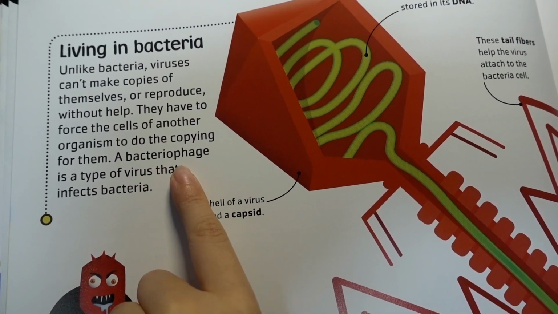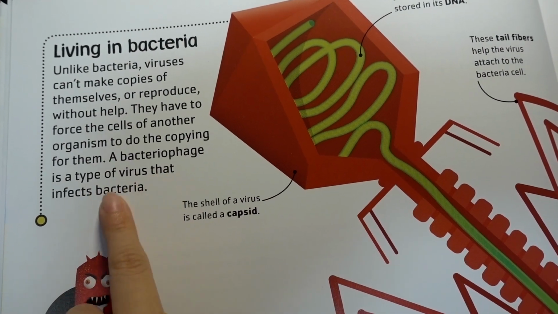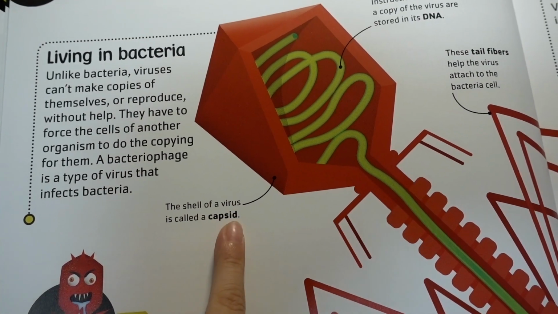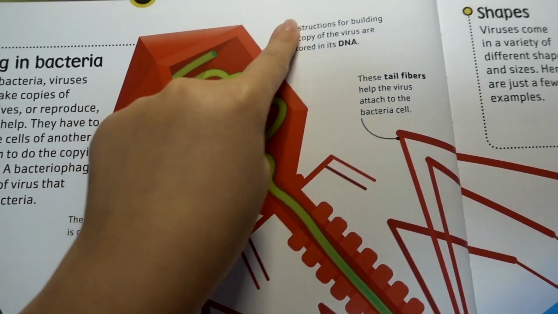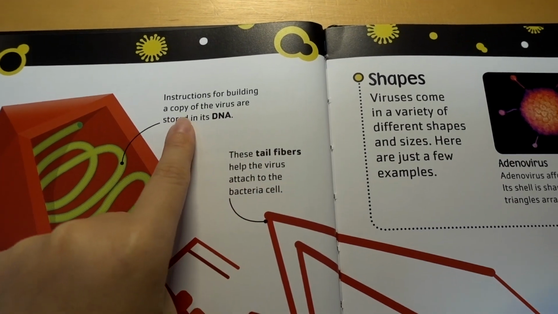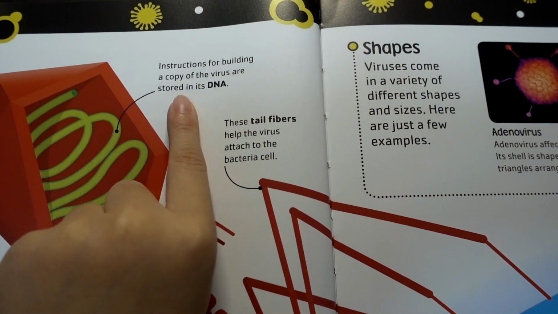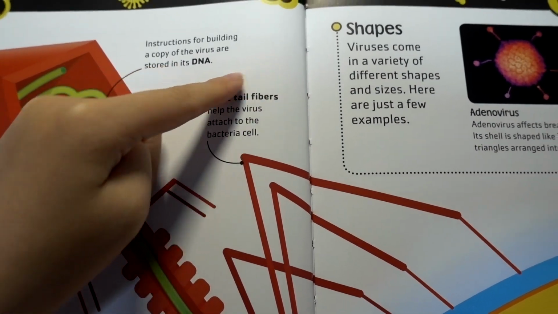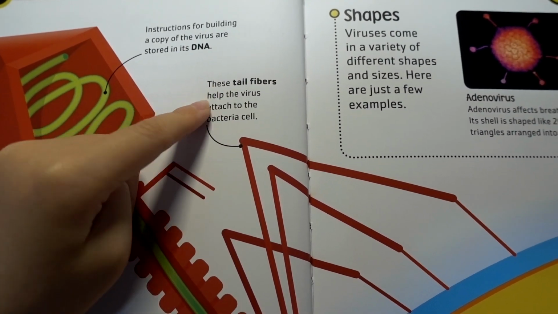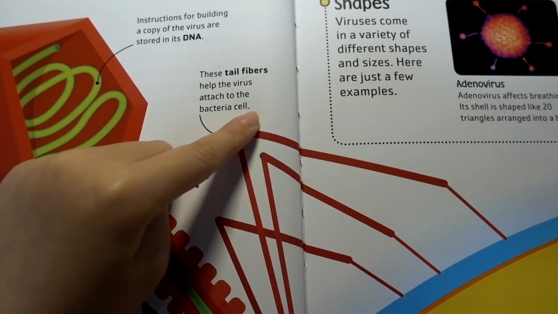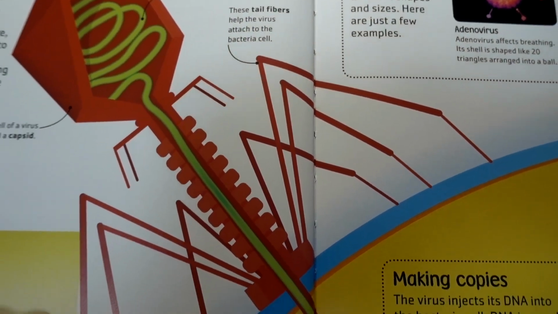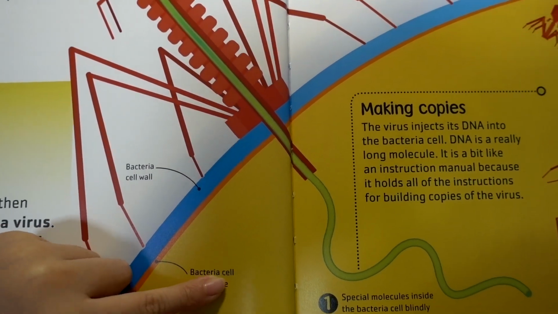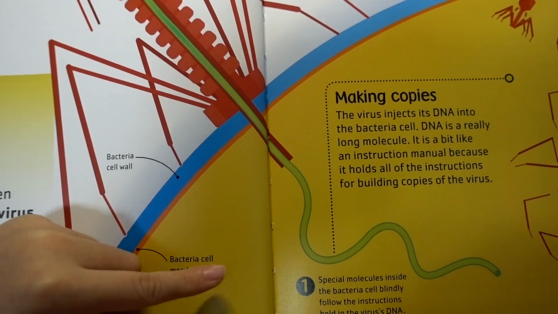A bacteriophage is a type of virus that infects bacteria. The shell of a virus is called a capsid. Instructions for building a copy of the virus are stored in its DNA. These tail fibers help the virus attach to the bacteria cell. Bacterial cell wall. Bacterial cell membrane.